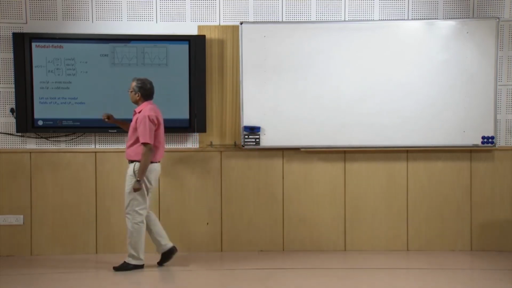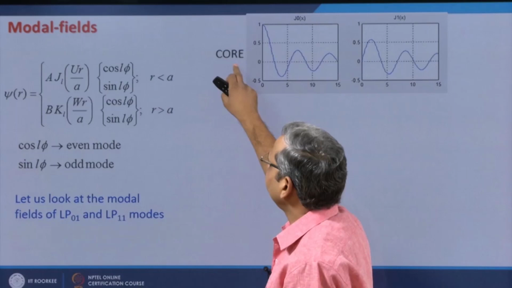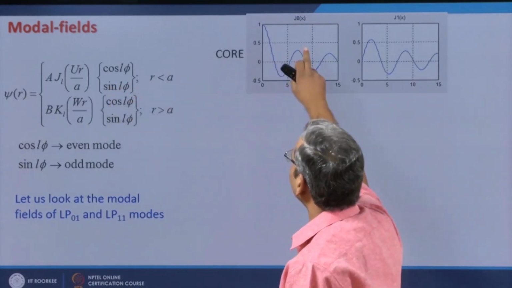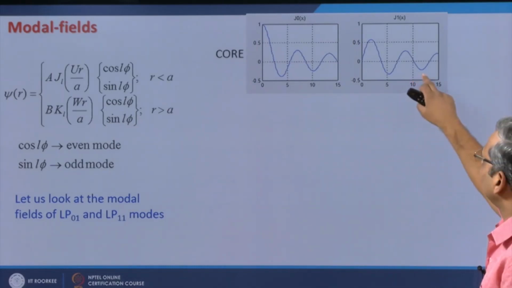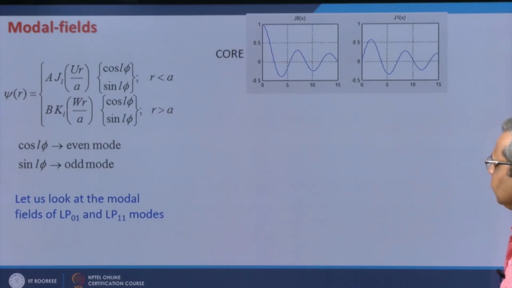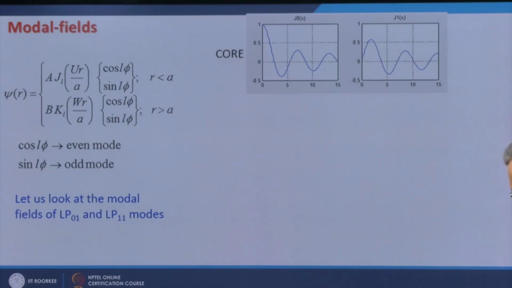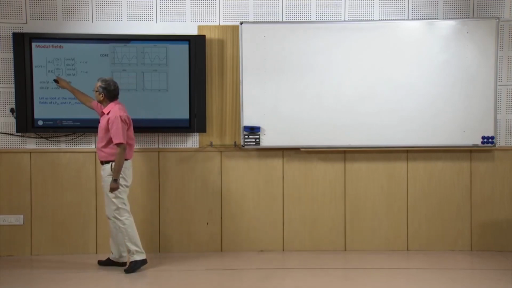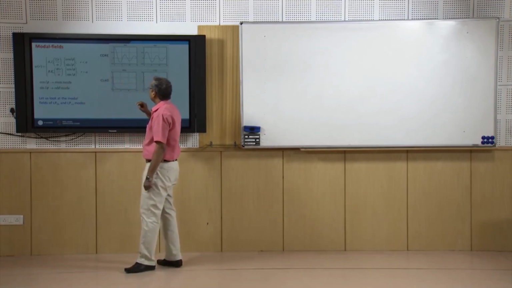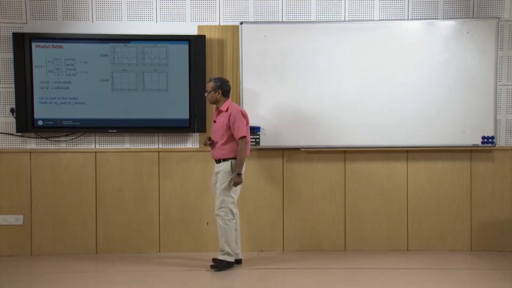Since we are looking at LP01 and LP11, here L is equal to 0, here L is equal to 1. So, in the core I will have solution for LP01 mode as J0(UR/a), and for LP11 mode J1(UR/a). Let me plot J0(x) and J1(x), they look like this. In the cladding I will have the solutions K0(WR/a) and K1(WR/a). Let me plot how K0(x) and K1(x) look like.